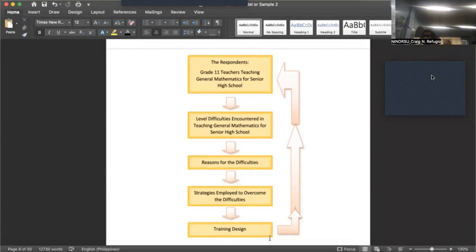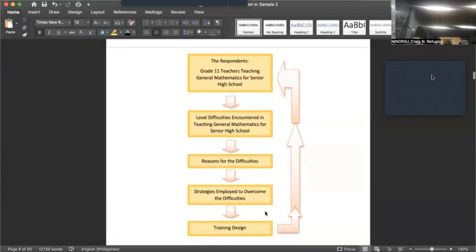Yes, sir. All of the ideas presented can be copied, but the design should be modified. Apply creativity, apply innovation when you are going to design your conceptual framework. Do you follow? Yes, sir.